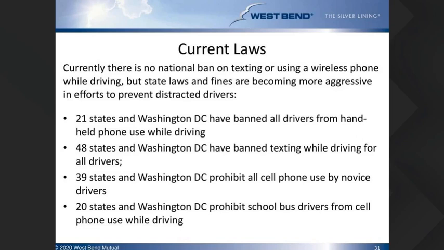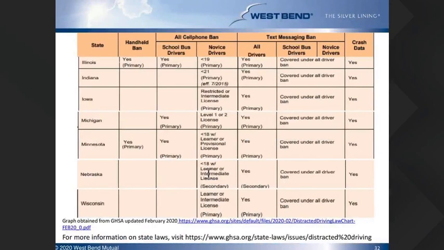48 states and Washington, D.C. have banned texting while driving for all drivers. 39 states and Washington, D.C. have prohibited all cell phone use by novice drivers. So we're going to go over a few of those scenarios, what novice drivers are considered, because each state has their own opinion on what they consider a novice driver. And then 20 states, including DC, have prohibited school bus drivers from cell phone use while driving. But as a commercial motor vehicle operator, we know that they are prohibited from cell phone use and texting while driving, period.